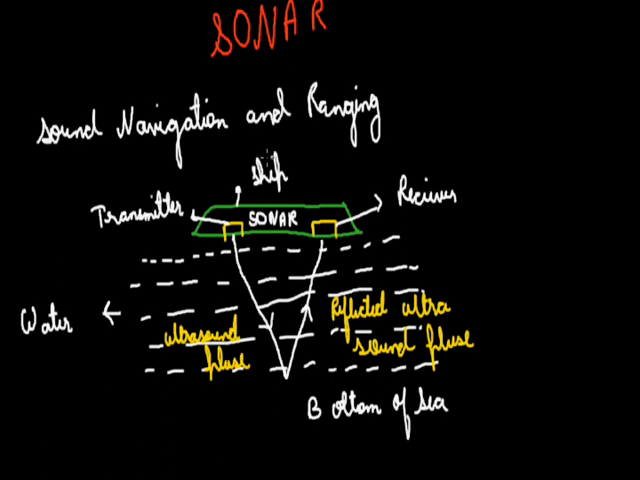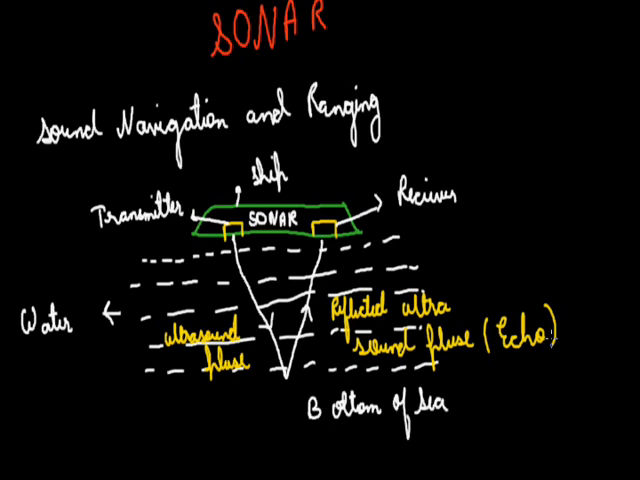The pulse of ultrasonic sound, which is emitted by transmitter, is traveling down in the sea water towards the bottom of sea. As this pulse strikes the bottom of the sea, it is reflected back to the ship, but this time it is in the form of echo. So the reflected ultrasonic pulse is due to echo. This echo produces an electrical signal in the receiver part of the sonar device.